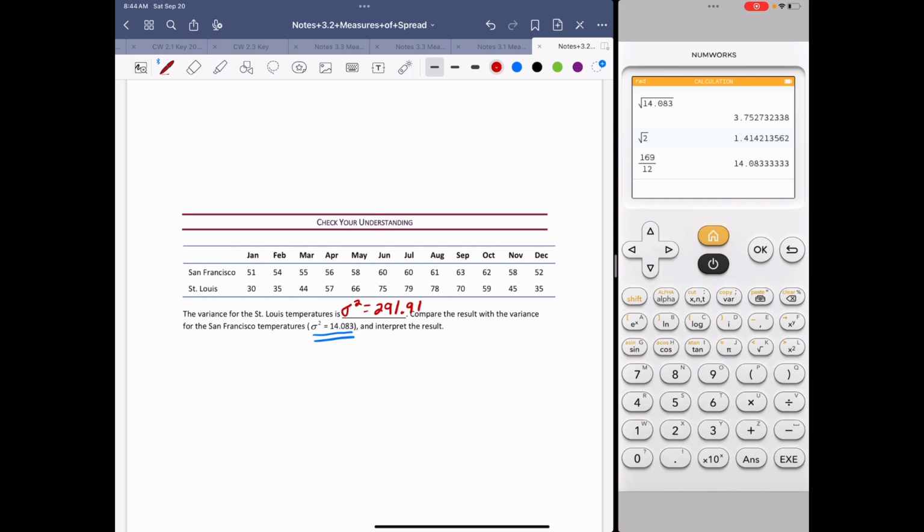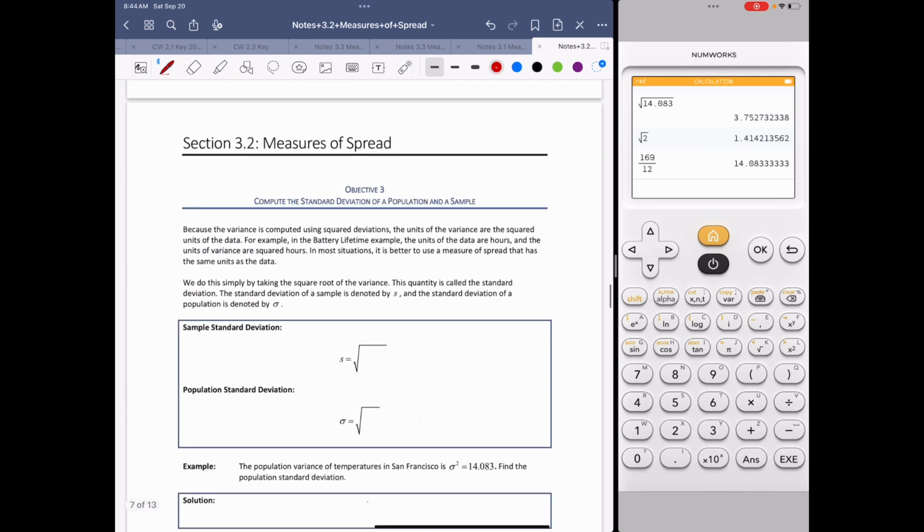It's 291.91. And here's what this means. It means St. Louis temperatures are more spread out. They're further from the mean than San Francisco. That's what that variance means.